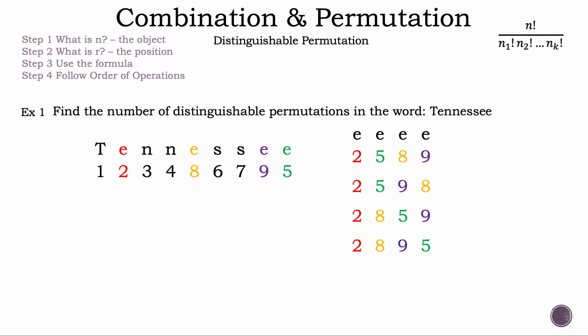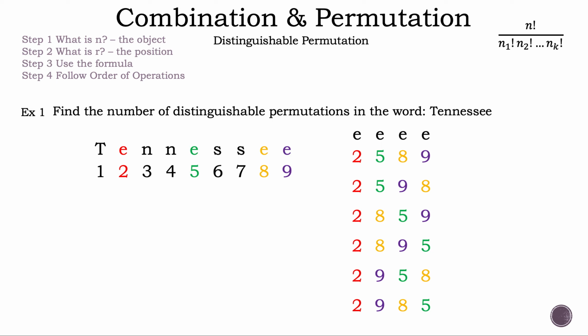Or we could switch the 9th and 5th E's around. Next, we could have the 9th E in the 5th position, then the 5th E in the 8th position, then the 8th E in the last position. Or we could switch the 8th and 5th E's around. Now, how many different permutations do we have with just the letter E? That is correct, 24, or 4 factorial, because 4 times 3 times 2 times 1 is 24. Let's put the numbers back in order.